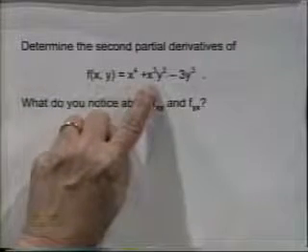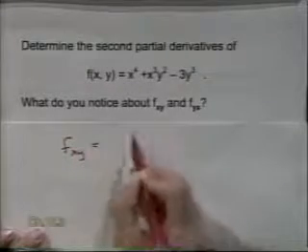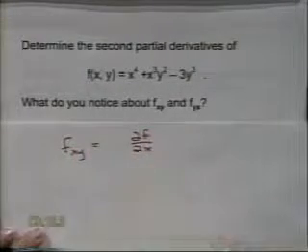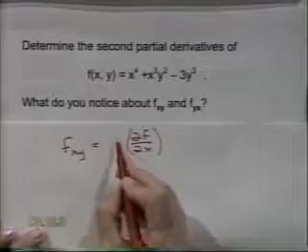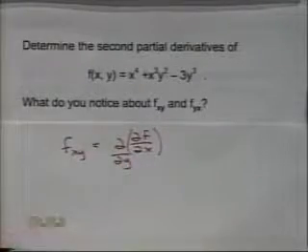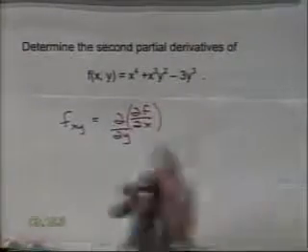So let's look and see. Determine the second partial derivatives of the function f of x, y, which equals x to the fourth plus x cubed y squared minus 3y cubed. Now notice, f_xy means first differentiate with respect to x, and after you're done, take that answer and differentiate with respect to y. We are going this way.